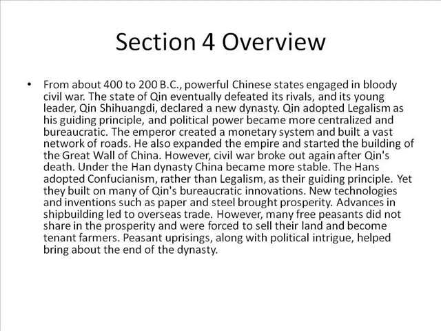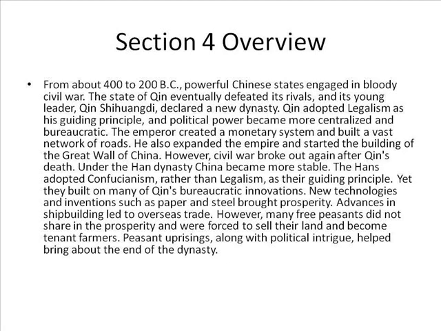So this slide, from about 400 to 200 BC, powerful Chinese states engaged in bloody civil war. The state of Qin eventually defeated its rivals, and its young leader, Qin Shi, I'm just going to go with that as a shortening, declared a new dynasty. The Qin adopted legalism, of course, as his guiding principle, and political power became more centralized and bureaucratic. The emperor created a monetary system and built a vast network of roads. He also expanded the empire and started the building of the Great Wall of China, one of the 7 man-made wonders of the world. However, civil war broke out again after Qin's death.